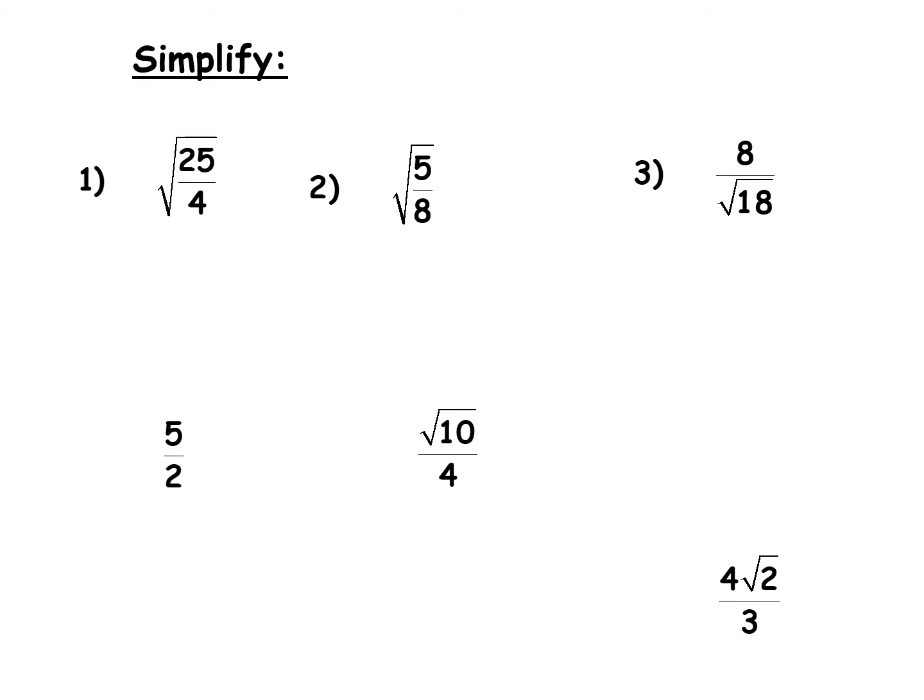Let's take a closer look at these. So when I have the square root of 25 over 4, I can break that down into a square root in the numerator and a square root in the denominator. And because they're both perfect squares, you can see that this helps us. I can just say this is 5 over 2.